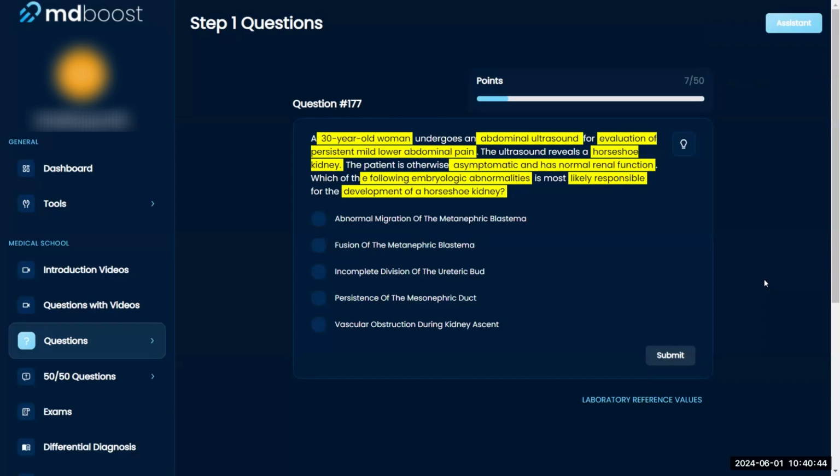I think I know the answer. I don't know what any of the other answer choices mean, but I do know that this is correct in that it is a vascular obstruction during the kidney ascent. Like I just said, it's an issue with the ascent of the kidneys. They get stuck on the inferior mesenteric artery, which is a vascular structure. So that's my guess.